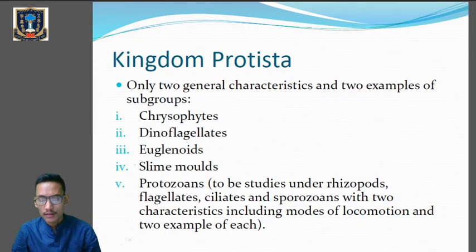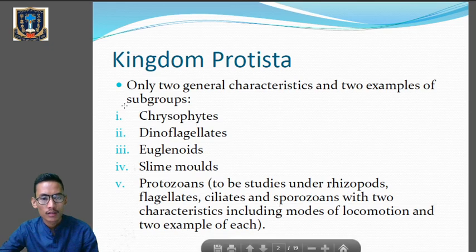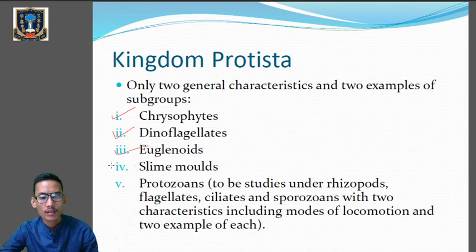Clear? And under the kingdom Protista, we are going to learn about two general characteristics and two examples of the subgroups. Right, and what are the subgroups? The subgroups are chrysophytes, dinoflagellates, euglenoids, slime molds, and protozoans. Okay, these are the 5 subgroups which we are going to learn under the kingdom Protista.